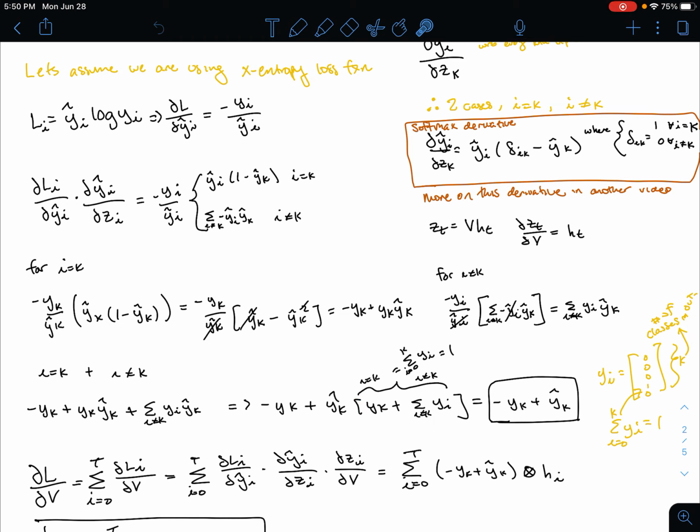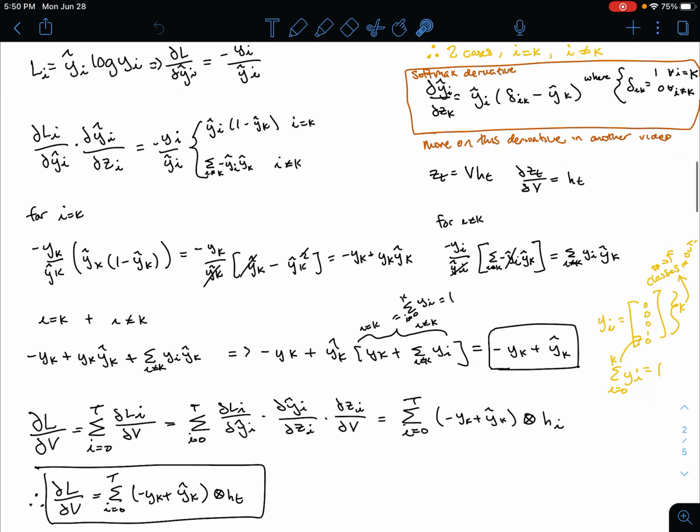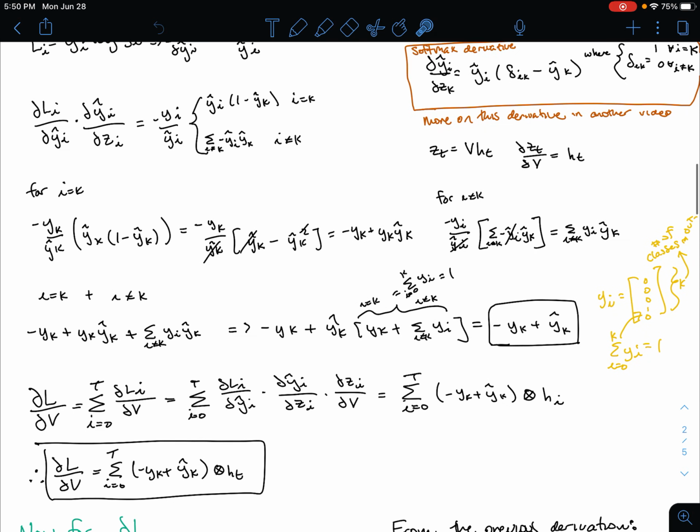And that actually leads us to be able to simplify the expression into this nice two-term expression, negative yk plus y hat k. Very simple there. That's nice. So then we can plug that into our initial expression for delta L delta V, substitute in these two terms, and we get this expression. And this expression is actually just a simple delta Z delta V, which is just going to be ht. If you recall, that derivative is very simple, right? This is the original expression.